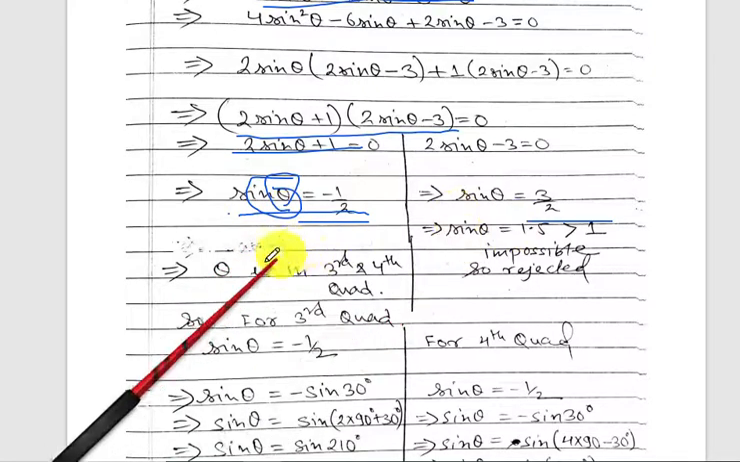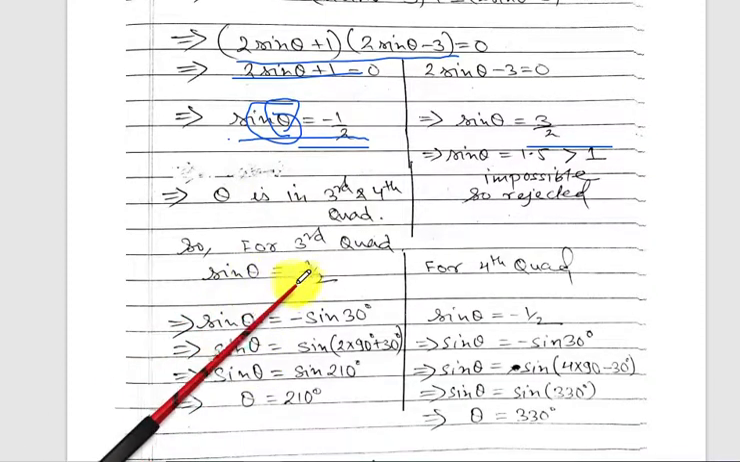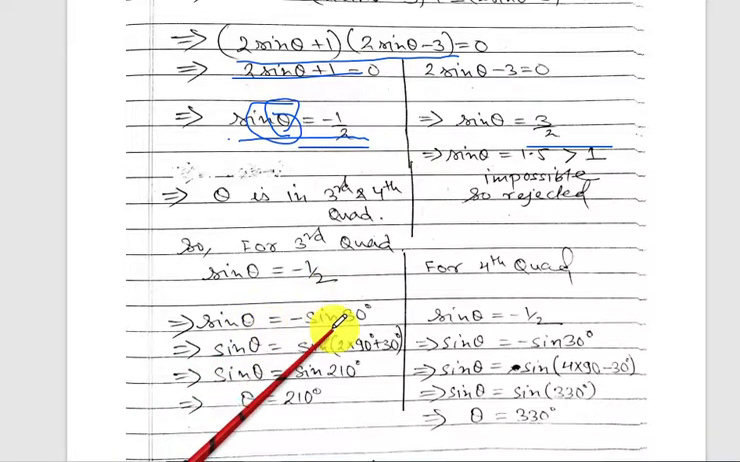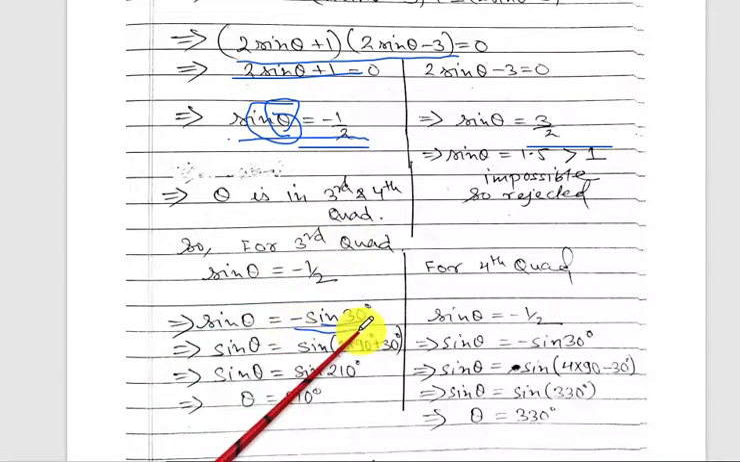So firstly, sine theta equal to -half means sine theta equal to minus sine 30, because sine 30 is half. Now this minus sine 30 can be written as sine(2 times 90 plus 30). 2 is even, so sine is sine only. And this whole angle is in the third quadrant, that's why the minus sign is there. So minus sine 30 is nothing but sine(2 times 90 plus 30).